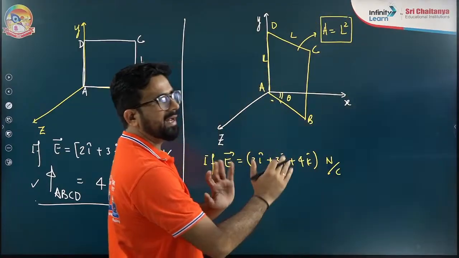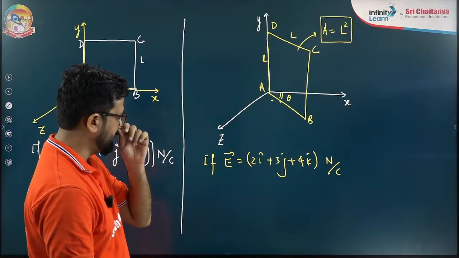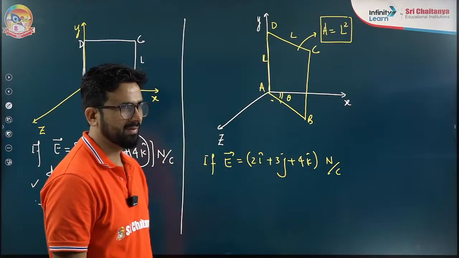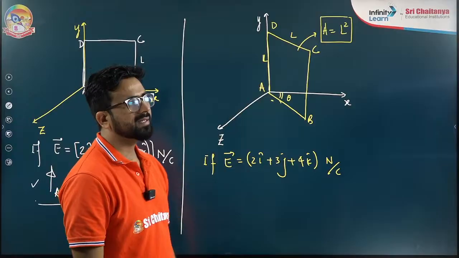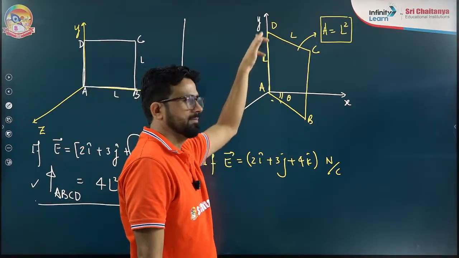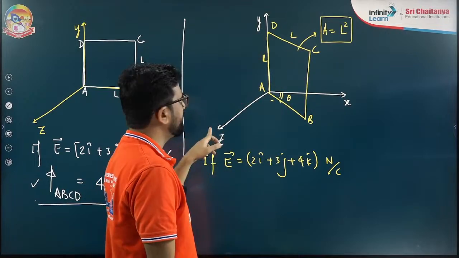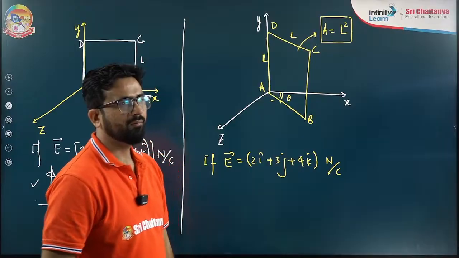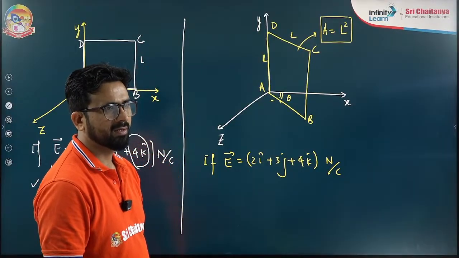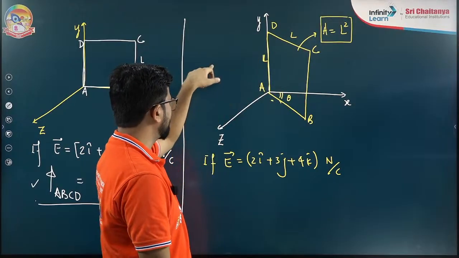Now this area has two components. Very good. Correct, beta Gayatri, your answer is correct. This area has two components. One is along what, beta? One is along the XY plane and one is along the YZ plane. This is the XY plane and this is the YZ plane.